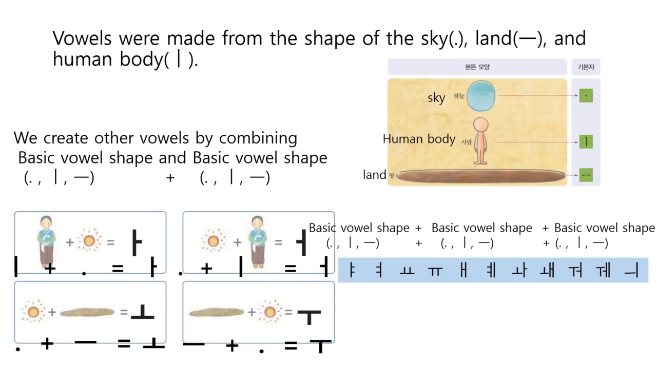If we build on top of what we learned before, we can create other vowels by combining basic vowel shapes with basic vowel shapes. So it will become like this, what I underlined. If we look at the example for this one, we can create a by combining e, which represents the human body, and a dot, which represents the sky.